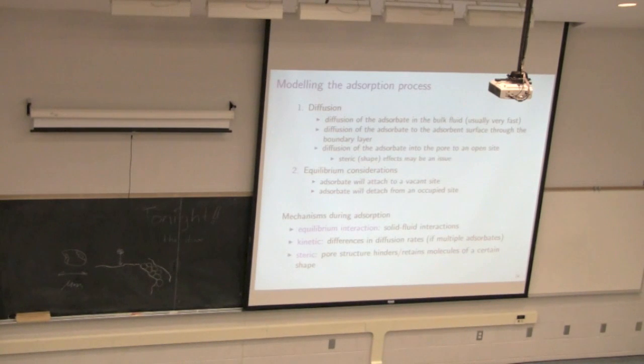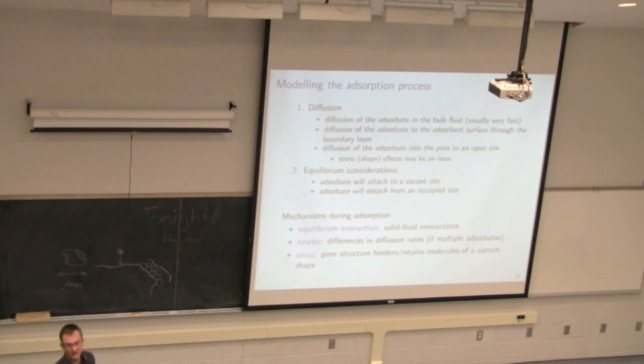Then when we look at equilibrium, we're going to see that it's attracted to sites that are vacant. So the more vacant sites you have available, the greater the rate of adsorption. Once your surface starts filling up, there are going to be fewer and fewer sites available. The reaction or the kinetics of it attaching to that surface are going to slow down. Okay, so we're going to look at it from that equilibrium perspective.